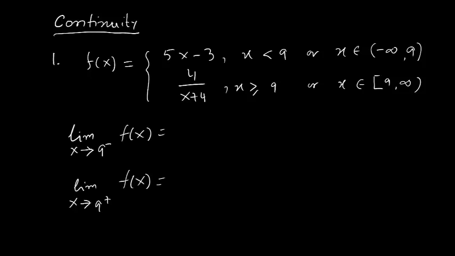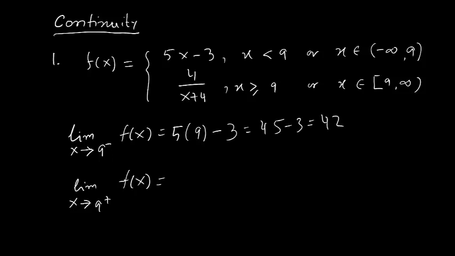So first we look at this limit. X approaches 9 minus, that means left side of 9. So we'll do this one. We put 5 times 9 minus 3. 45 minus 3, that gives you 42.